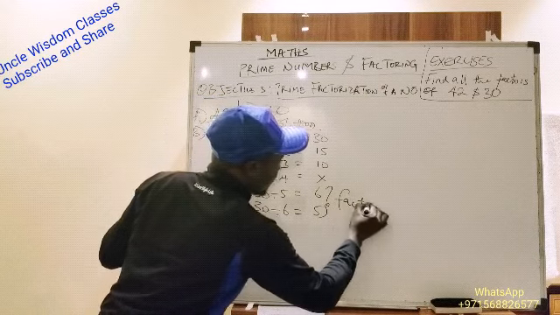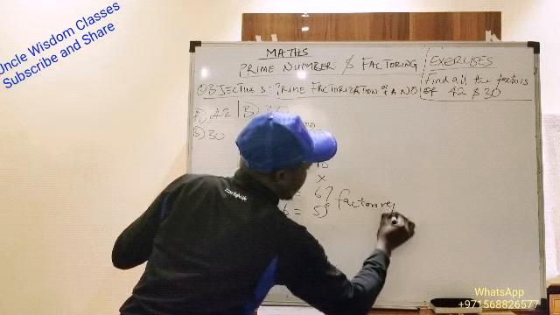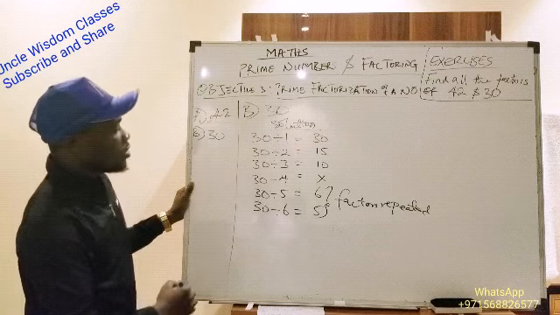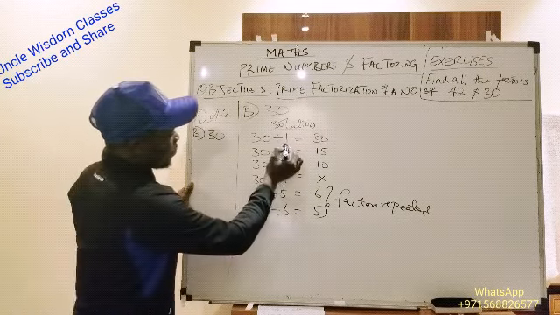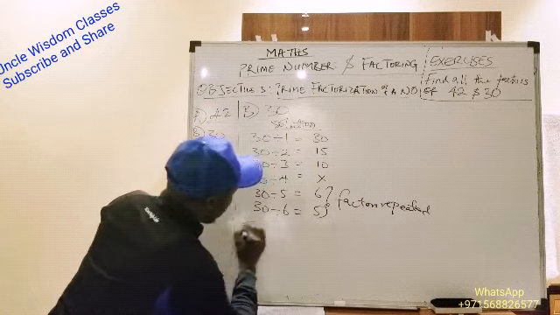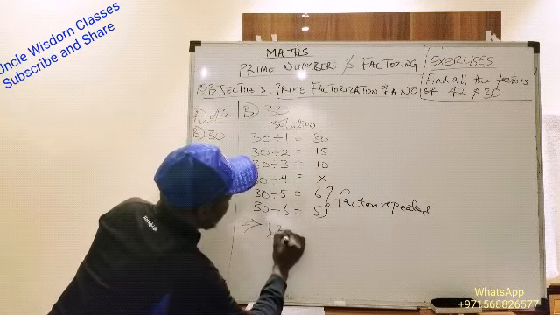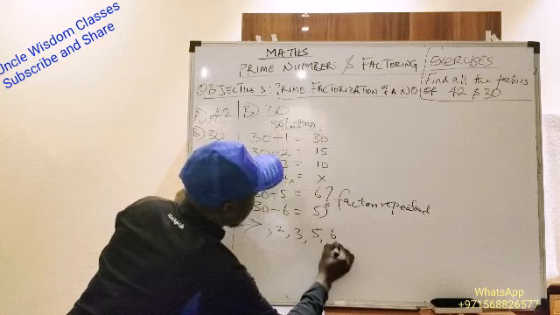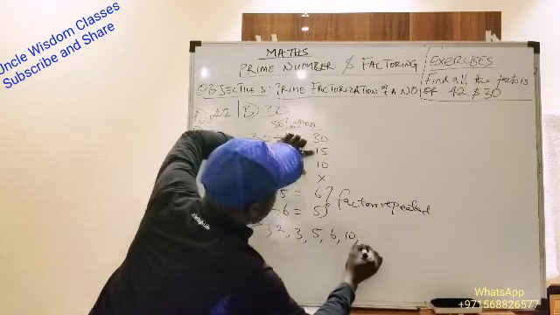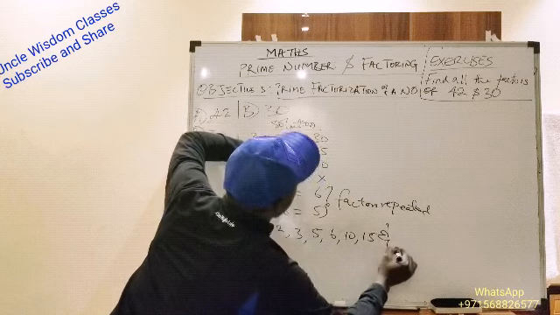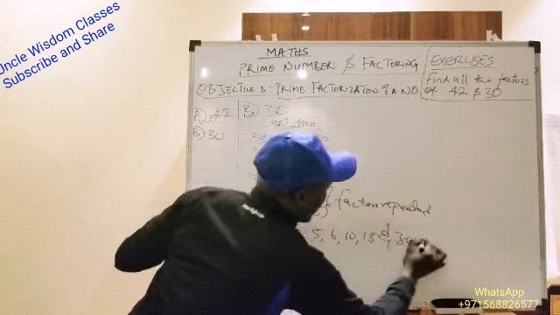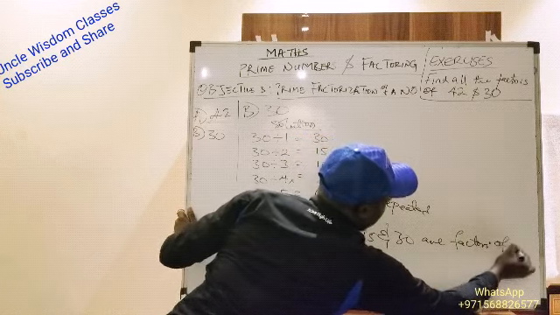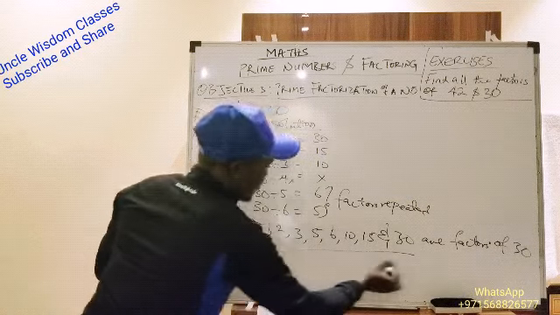Factors have repeated. Therefore, we have factored out the whole numbers. This implies that 1, 2, 3, (4 is not among), 5, 6, 10, 15, and 30 are factors of 30. This is our answer.